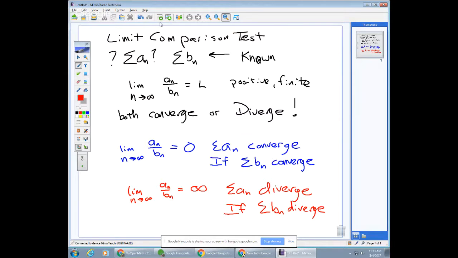So again, pretty much we want the ratio of the terms to be some positive number: 1, 2, a half, pi, whatever. Everything works out nice that way. If it happens to be 0, I can only show convergence. If it happens to be infinity, I can only show divergence. Okay, so 0 convergence, that kind of makes sense. Infinity, hey, that's divergence anyway, so that makes sense too.